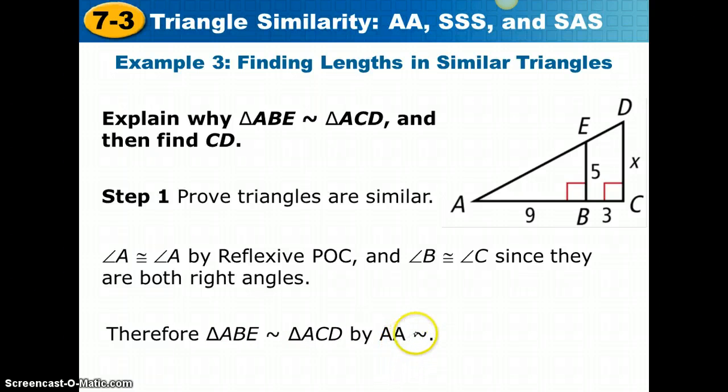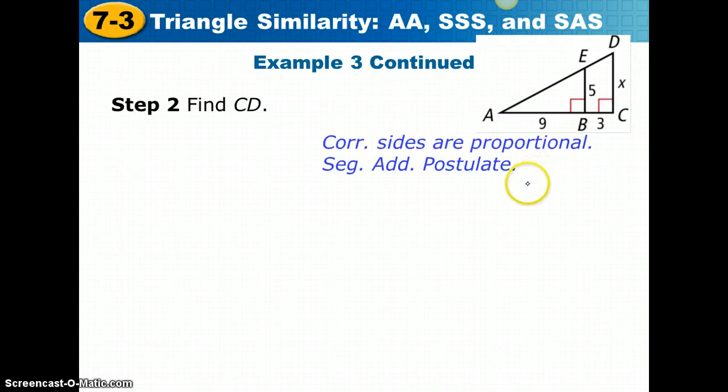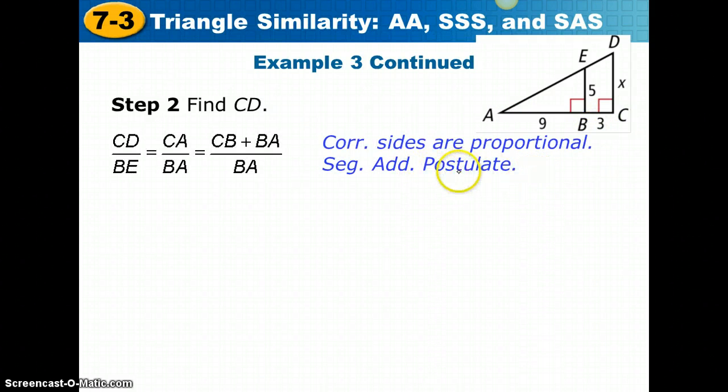Now that I've shown that, I can set up a proportion to find the length of CD. To find CD, we know the legs of triangle ABE. One leg is 9, one leg is 5. I need to find the length of AC. Well, we're given 9 is AB and BC is 3. If I add those together, using the segment addition postulate, I can get this ratio.